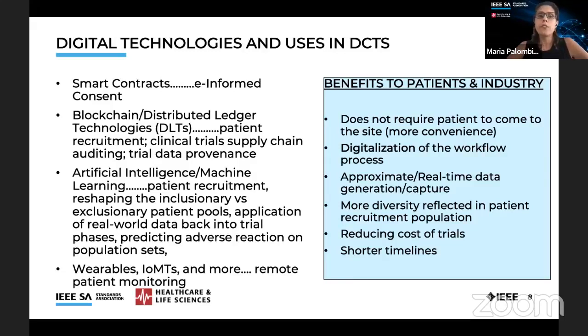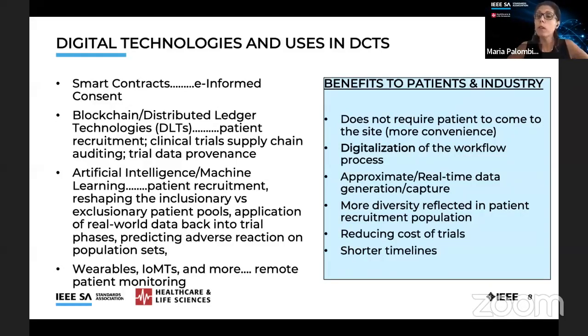Another big area is artificial intelligence and machine learning. We're seeing the rise of this, especially when we look at the use of real world data going back into trial design, the inclusion and exclusionary criteria for patients. This is really important in decentralized clinical trials, how the data is being understood, the predictive analytics, the predictive reactions. This is another growing area in that.